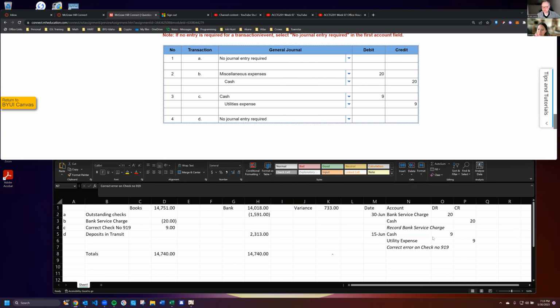And on this one, we have the cash and we have the utility expense. Oh, okay. Okay. Miscellaneous is first. Okay. Perfect. Cash.